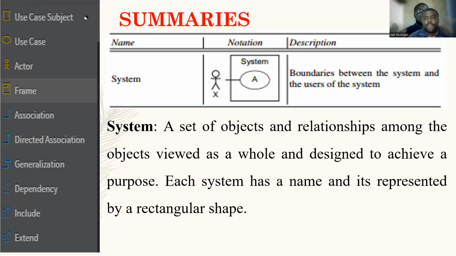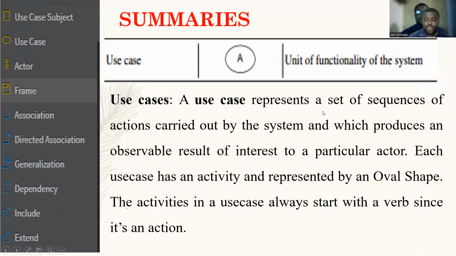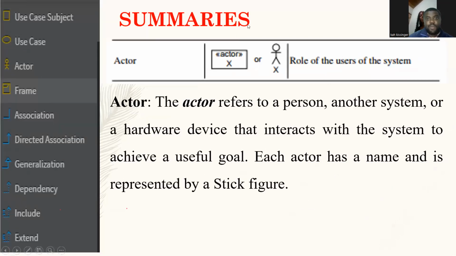Now, the use case. We have spoken about the system. The use case is a unit of functionality of the system because it represents a set of sequences of actions that need to be carried out by the system to produce a result of interest to the actor. And use cases in Star UML are represented by use case, as you will see when we go to our demo. So when you click on use case, you use that for the use case. Now, the last one is the actor. In Star UML, actors are identified by the stick figure. You are going to see this when we go to draw actors, and it plays the role of the users of the system.